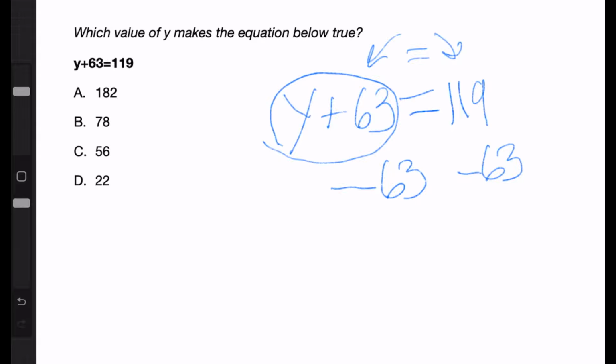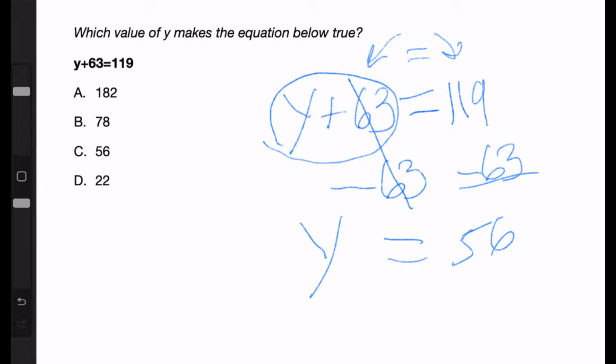Remember, the subtraction rule of equalities says I can subtract any number from both sides of the equation, and as long as it's the same number on both sides, the equation will still be balanced. So now let's do our math. We've got y, and now this is gone. 63 is gone because I had a positive 63 and I added a negative 63. It doesn't exist anymore. I'm going to bring my equal sign down, and now I'm going to do my math over here. I've got 119 minus 63, and that's going to give me 56. So y equals 56. That's my answer.